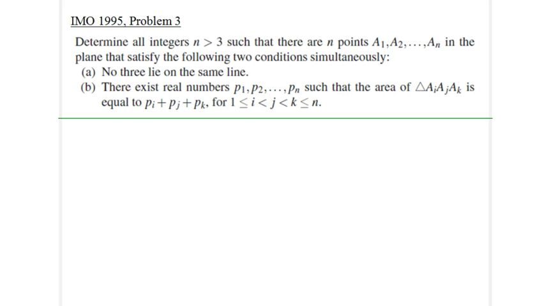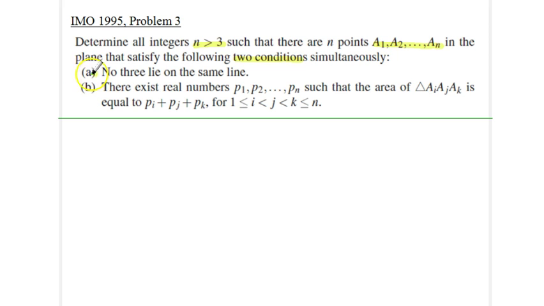Everyone, in this lecture we will be going over an International Mathematics Olympiad problem, namely IMO 1995 problem number 3. Here is a view of this problem. We would like to determine all integers n strictly greater than 3 such that there are n points in the plane, so these are coplanar points a sub 1, a sub 2, all the way to a sub n, that satisfy simply two conditions simultaneously.